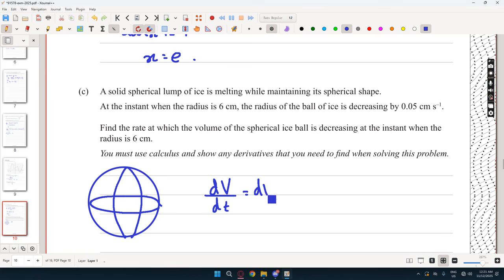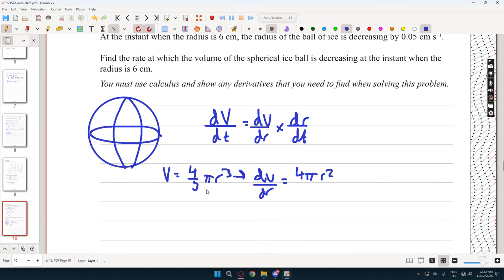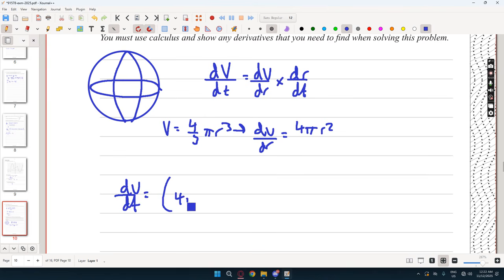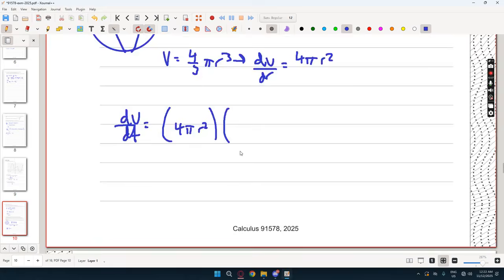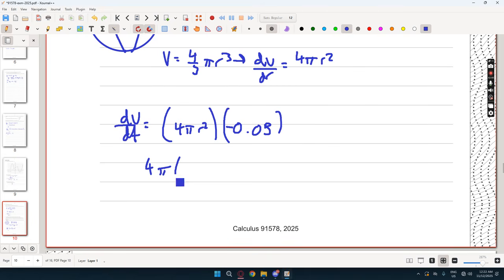dV/dt equals dV/dr times dr/dt. dV/dr, where volume equals 4/3 pi r cubed, is simply 4 pi r squared. So dV/dt at any given instant is given by 4 pi r squared times dr/dt, which is this at that instant, so 0.05. Negative, so it's 4 pi times 36 times minus 0.05, it's about minus 22.61 centimeters cubed per second.